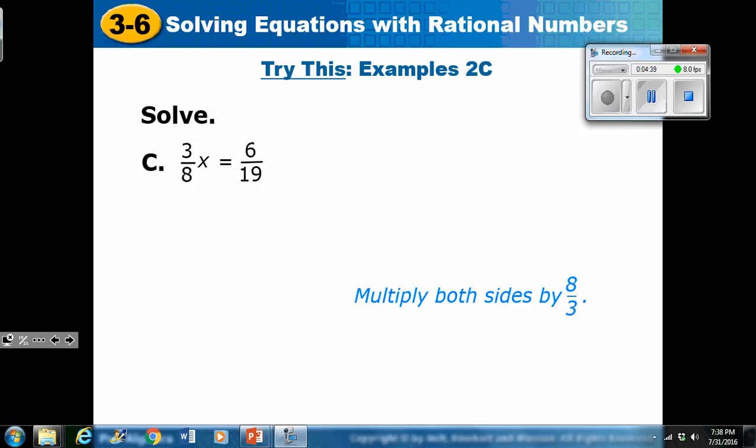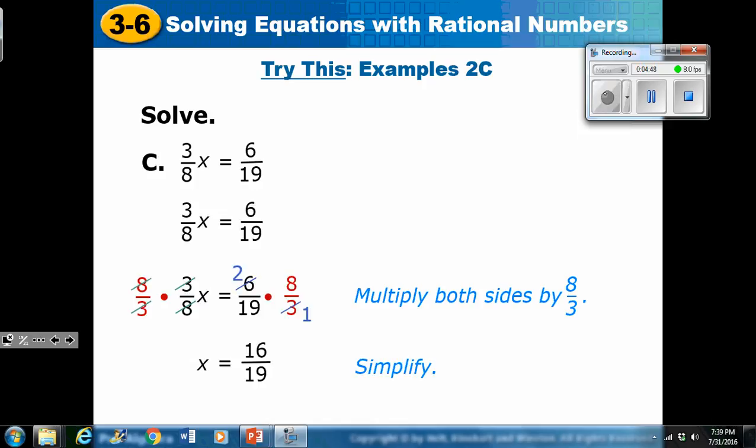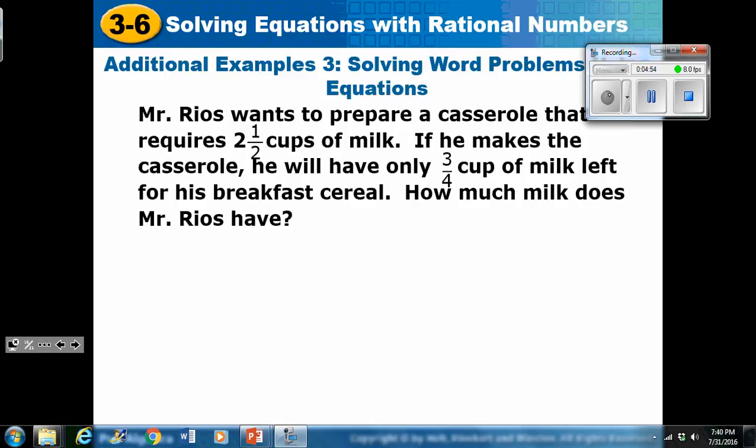Here's one more for you to try on your own. Go ahead and pause and come back for the answer. And x equals 16/19.